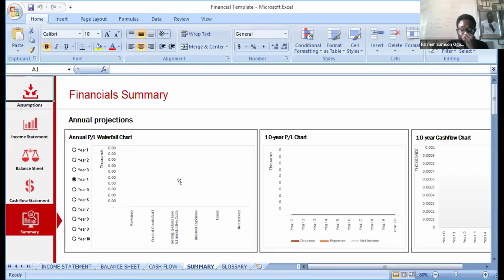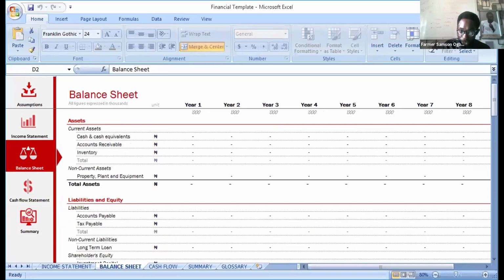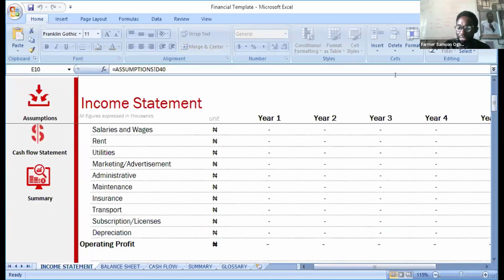So the summary, now this is the good news. All of these things will be filled up for you automatically if you follow what we want to do. This is where we are going to judge the profitability of your business in 10 years' time, whether your business is going to grow or not 10 years from now. We are also going to be able to judge your cash flow, to see how money comes in, your balance sheet, and your income statements. Let me maximize.